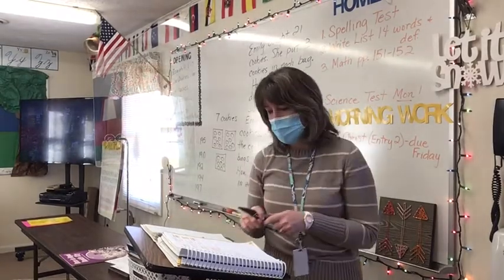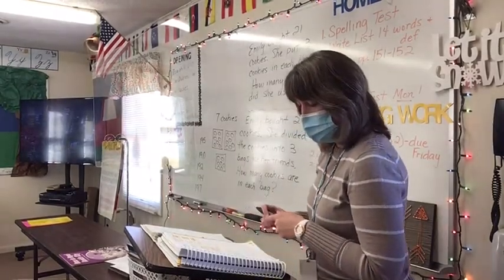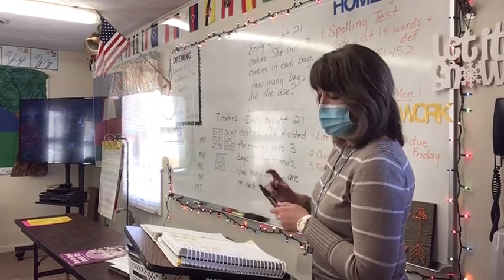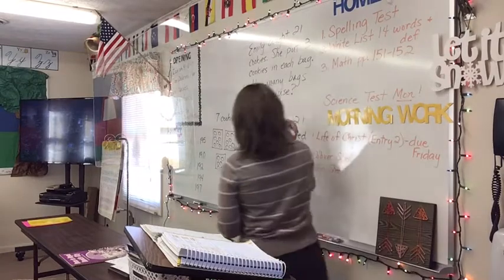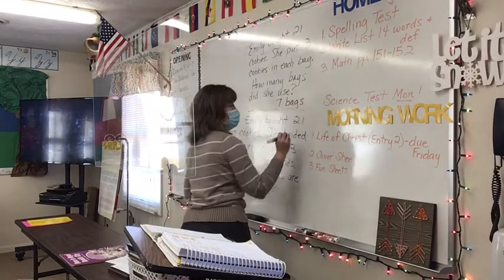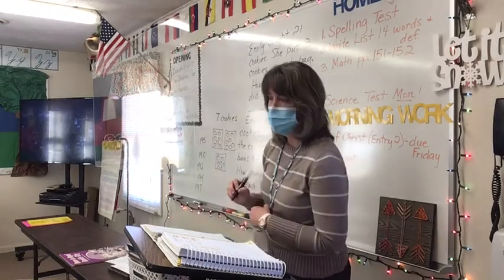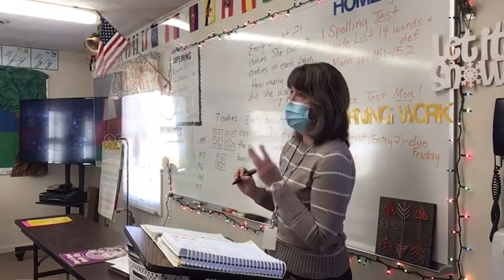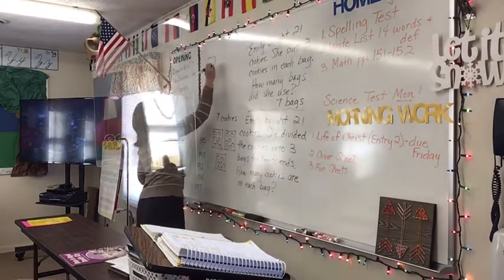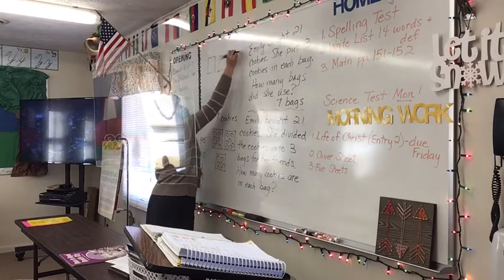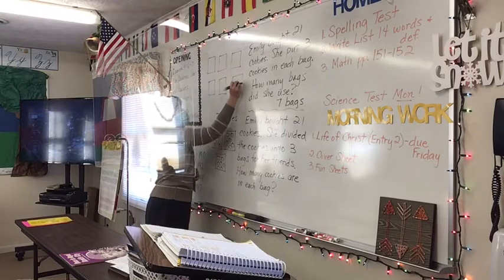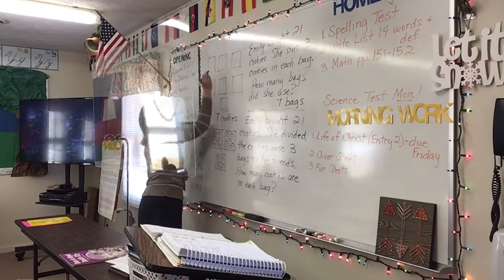So, we already know the answer, because we said it. 21 divided by 3 equals 7 bags. And then you need to draw your picture. So you're going to draw 7 bags this time with only 3 cookies in each bag. So draw 7 bags. With 3 cookies.